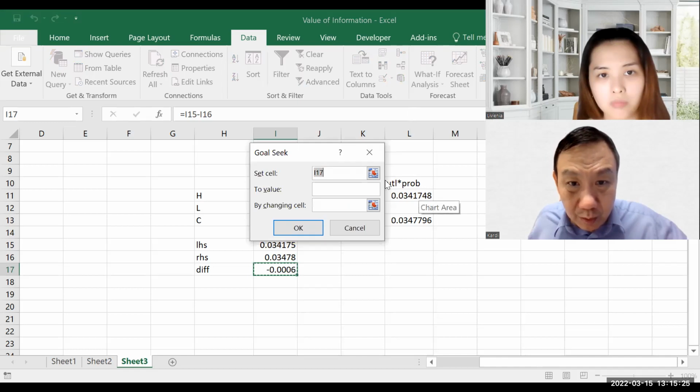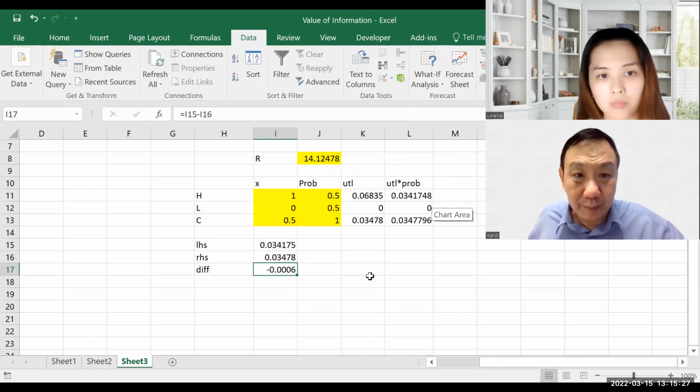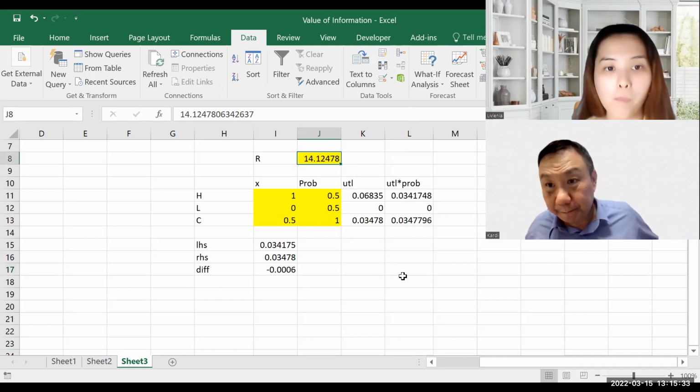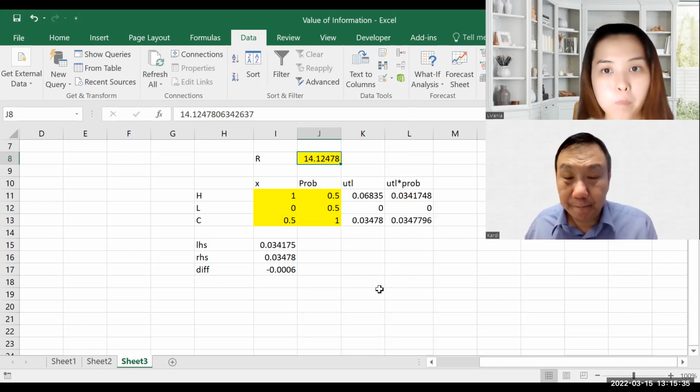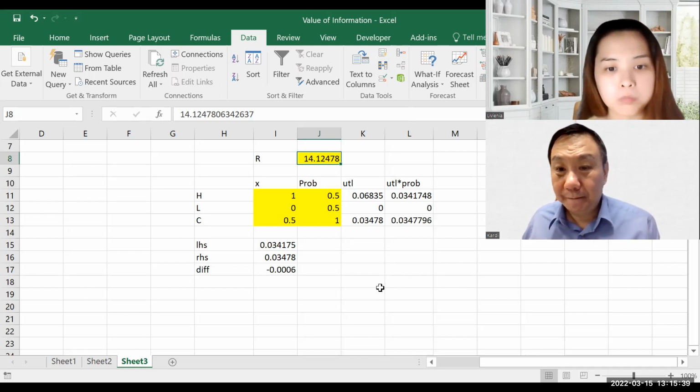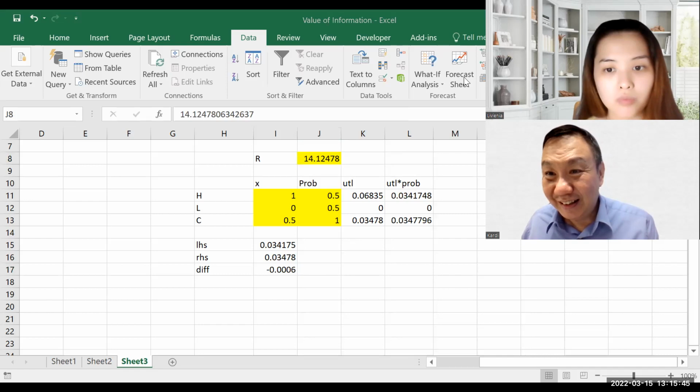Where is the option? There is no option. So, yeah, almost. So R is about 14 in this case. So can you make it? Make it.